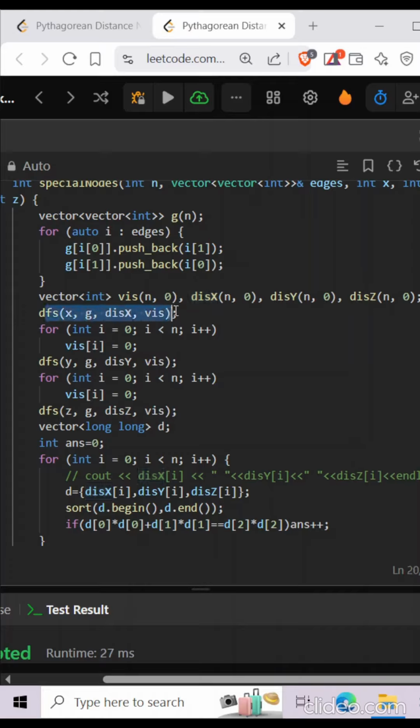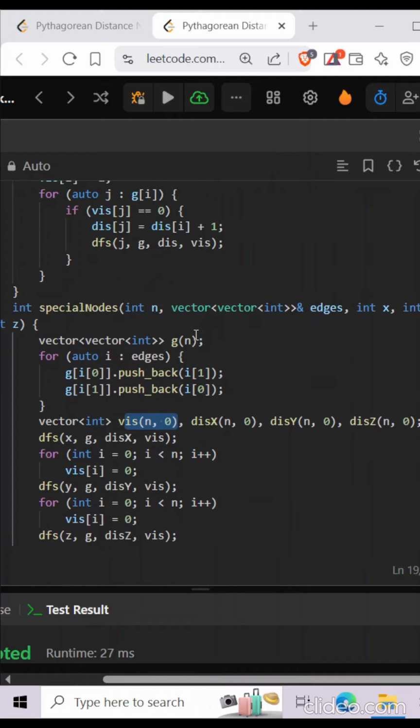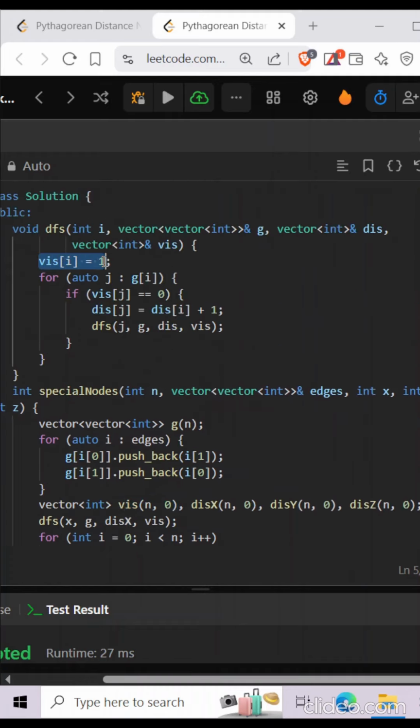And I'm calling DFS starting with x, DFS starting with y, and DFS starting with z. I'm resetting visited each time so that it is not confusing with the previous visits, because I'm considering only one visited array. In DFS, I simply go to that particular node, update it as visited with 1, check if the neighbor is not visited, update its distance with the distance of the current node plus 1, and again call DFS.